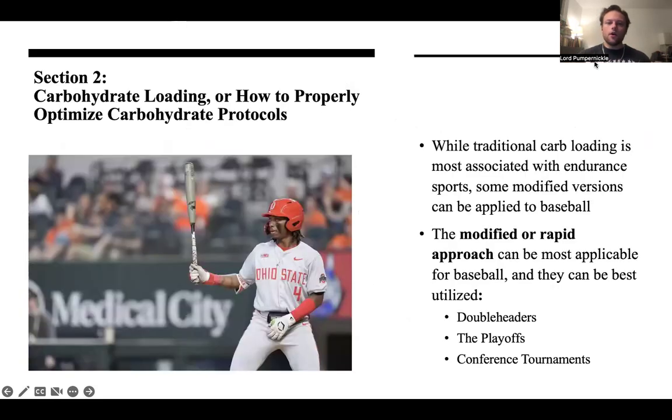So, though traditional carb loading is more associated with endurance sports, some modified versions like the modified or rapid approach are more applicable for baseball, and they could be best utilized for double headers, the playoffs, and the conference tournaments.